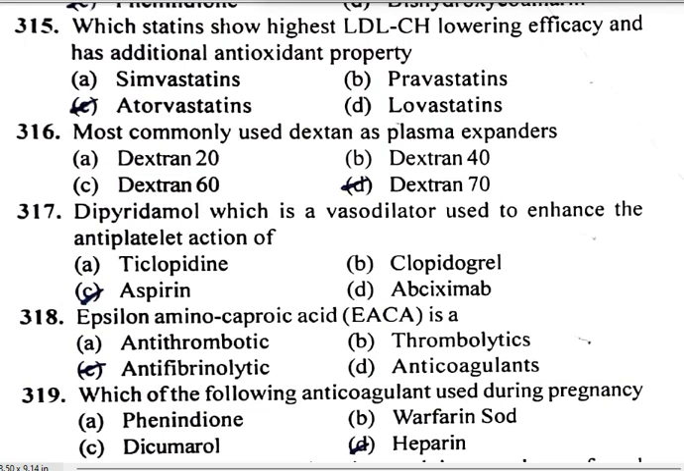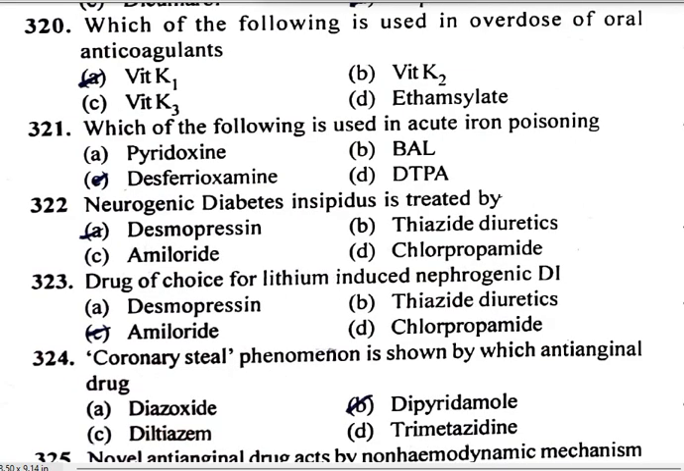Which of the following anticoagulants is used during pregnancy? That is heparin. Which of the following is used in overdose of oral anticoagulants? That is vitamin K1. Which of the following is used in acute iron poisoning? That is desferoxamine. Neurogenic diabetes insipidus is treated by desmopressin. Drug of choice for lithium-induced nephrogenic diabetes insipidus is amiloride.